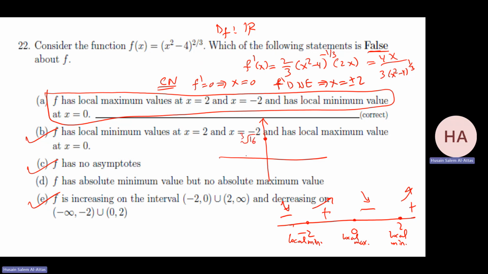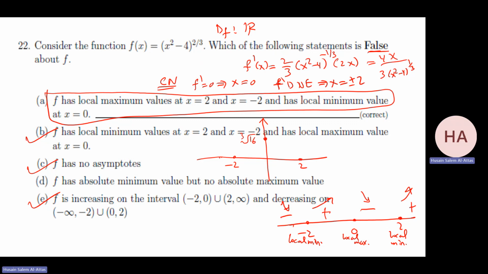When y equals 0, I have minus 2 and 2. Okay, these are the intercepts. My concern is about f of minus 2, that will be 0, the value of the function. And at 2, the value of the function is 0. And at 0, this.